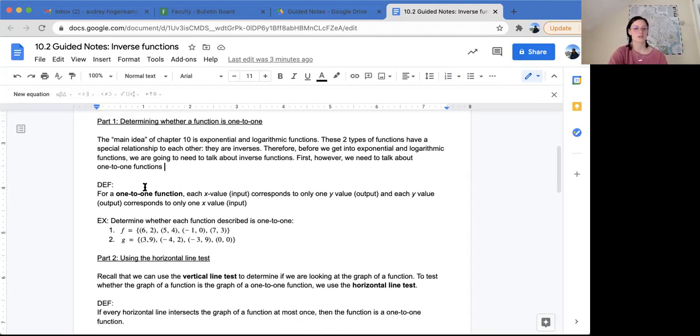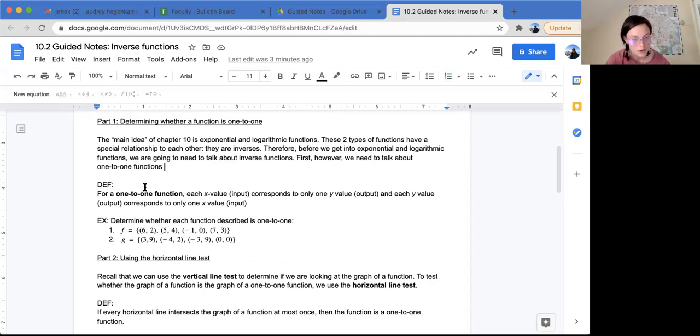Definition. For a one-to-one function, each x value corresponds to only one y value, and each y value corresponds to only one x value. In the following example, we are asked whether each function described is one-to-one. If we're looking at f, we see we have 6, 2, 5, 4, negative 1, 0, and 7, 3. That would be a one-to-one function because each y value corresponds to only one x value.